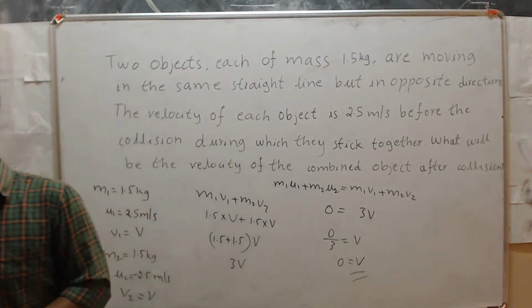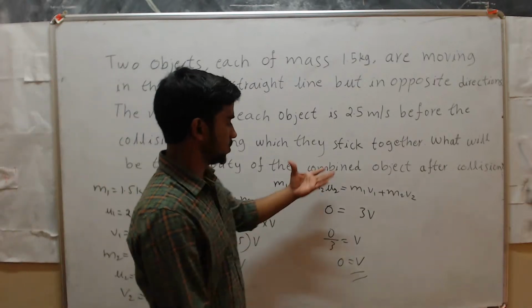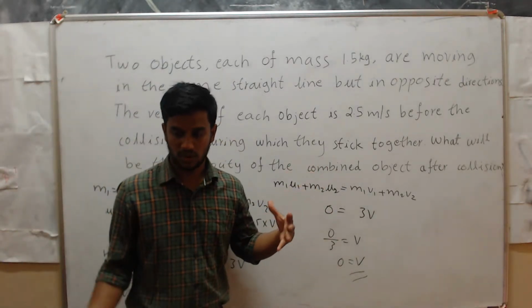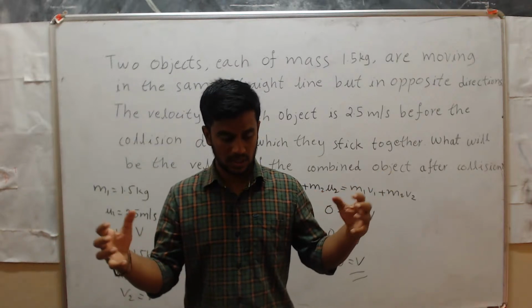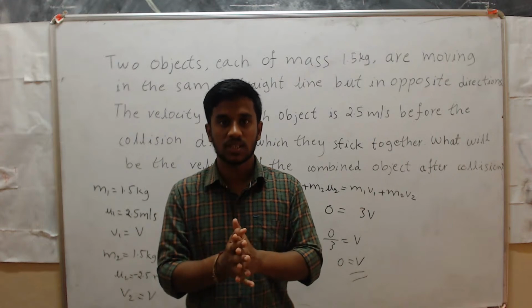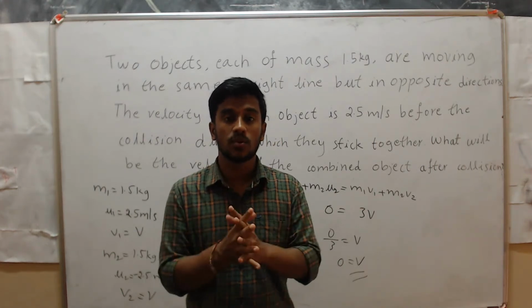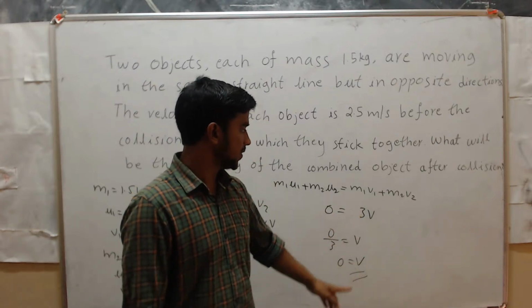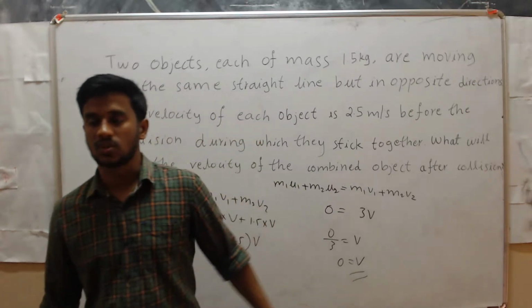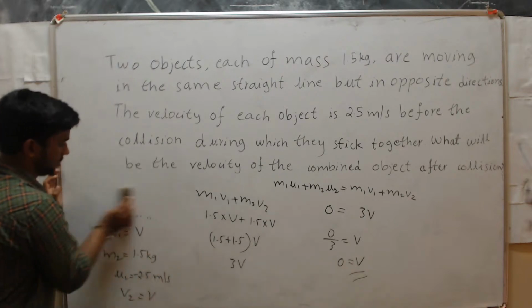So what will happen? See, after collision, both will stick together, right? Before collision, one object is moving in this direction, another object is moving in this direction. After collision, they will stick together, they will combine with each other. Later they will come to rest. That's why the final velocity of both the objects is equal to 0. Next one.